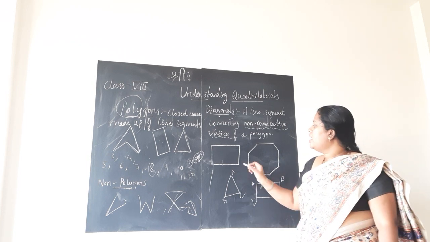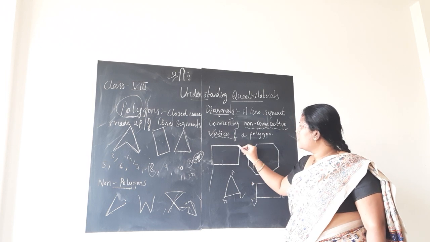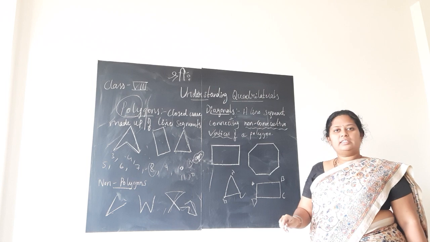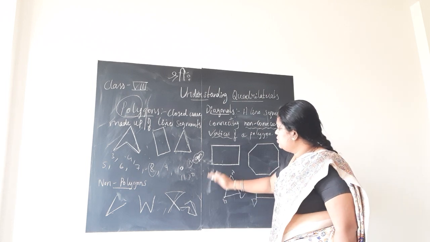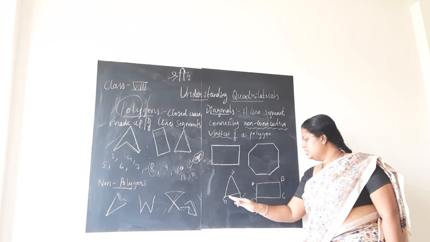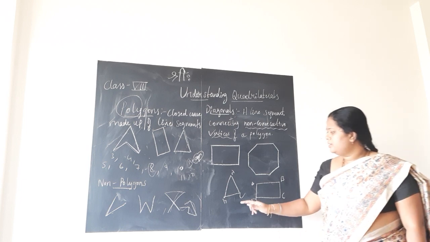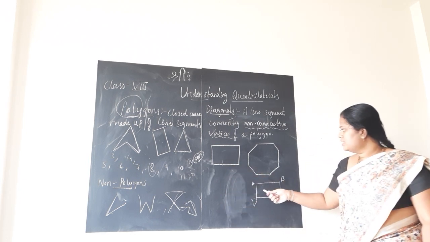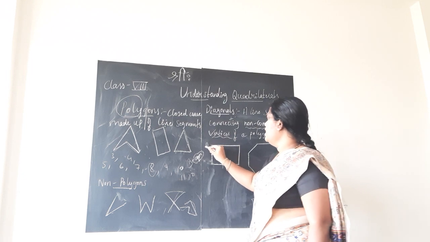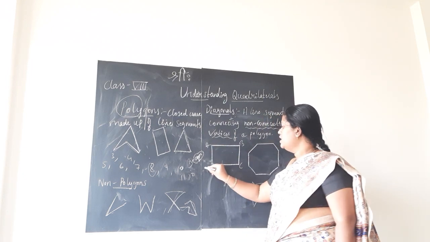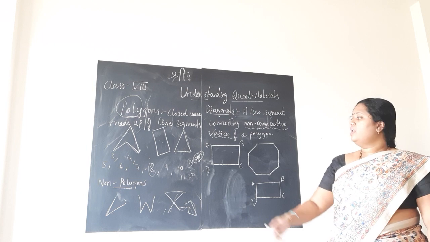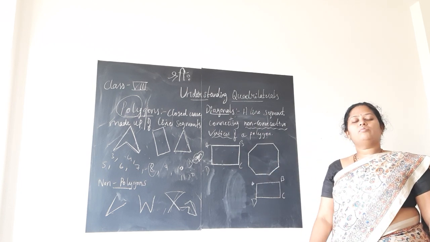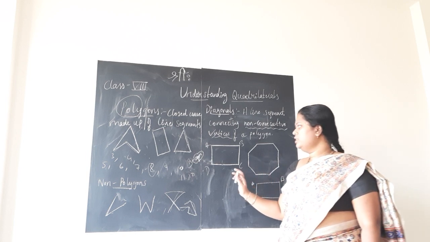And simply, I cannot draw a line like this. Instead, it should connect non-consecutive vertices. Children, to explain that, I have here considered various polygons. For now I don't want a triangle. I will consider this square. A, B, C, D is a square. I want to draw the diagonal for this quadrilateral or a square, we can assume.